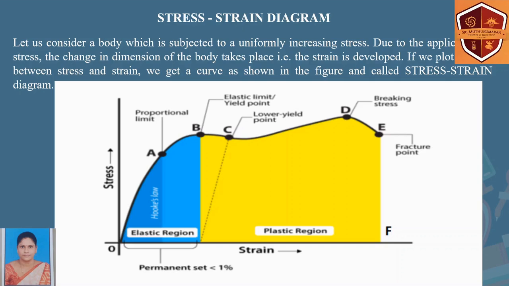Hooke's law means what you know very well: stress is directly proportional to strain. So when you increase the stress, the strain increases accordingly. That is why up to this point the material obeys Hooke's law. After the point A to B, this limit we call the elastic limit. And then B to C, this point is the lower yielding point. C to D, and D is the breaking stress. If you exceed the stress beyond the lower point, the material will go to breaking nature. Breaking nature means it will break.